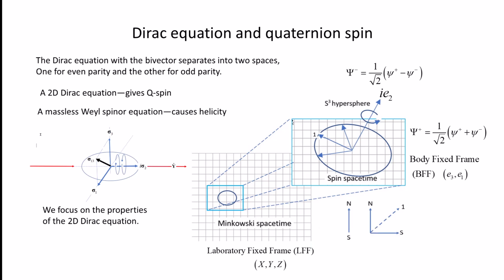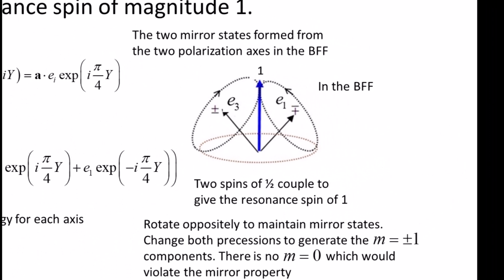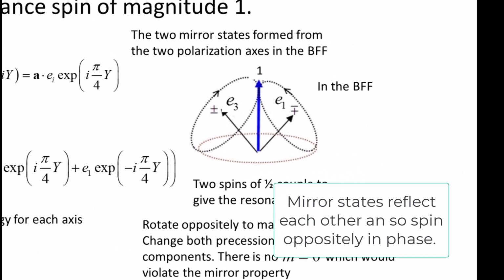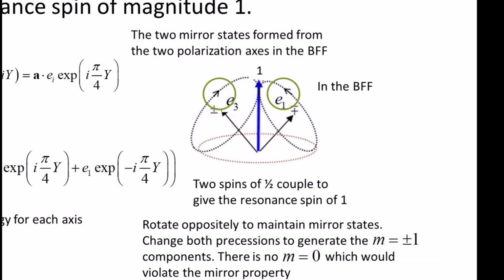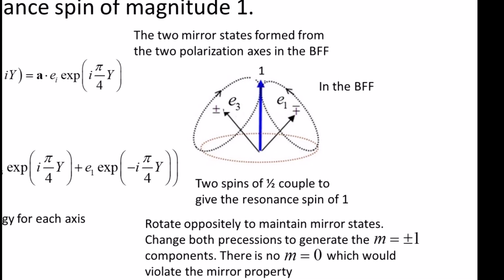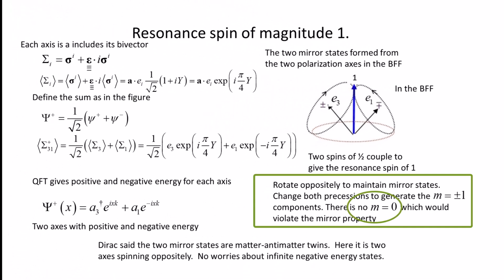The two orthogonal spin axes are mirror states. As mirror states, they must reflect each other, so they are shown precessing oppositely to maintain their reflective property. The two mirror states of one-half spin lie along the E3 and the E1 axes and couple to give a completely resonant spin of magnitude 1. This is also like a photon. Even more so, there is no zero component of this spin.